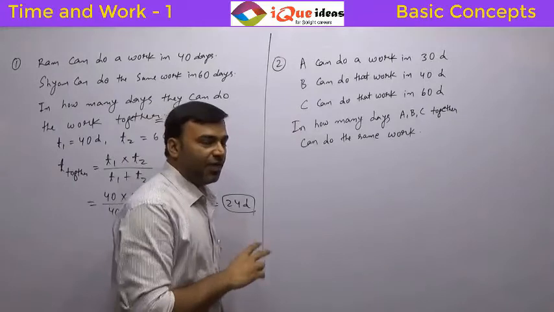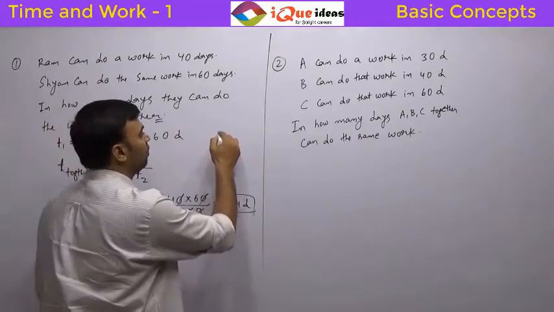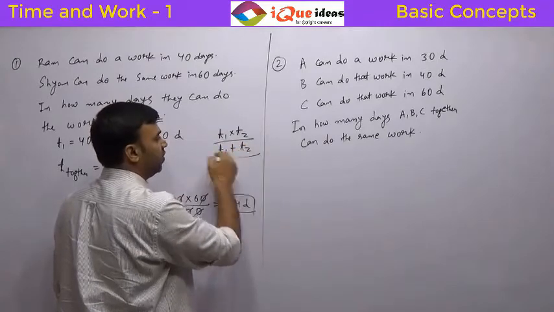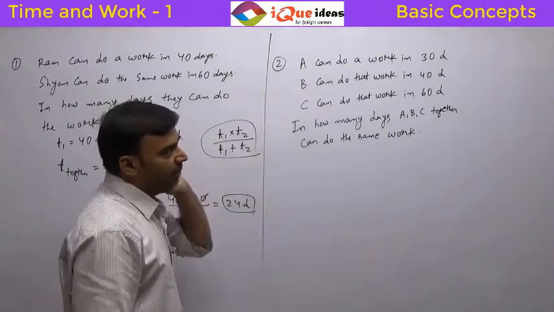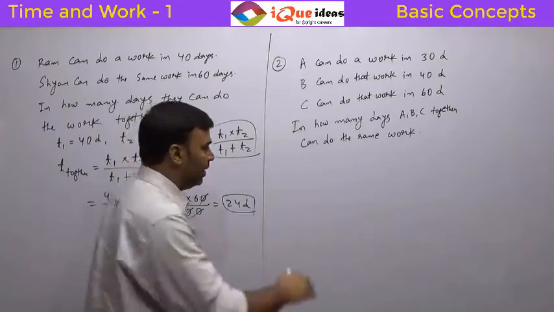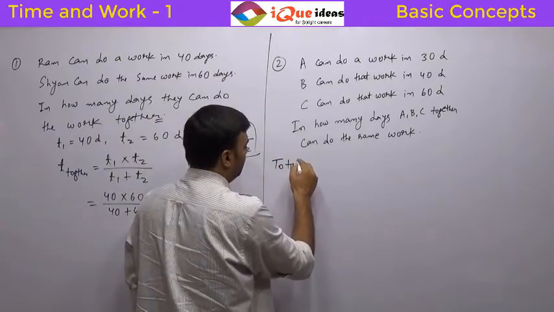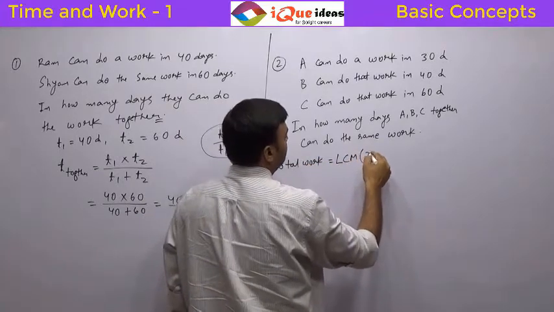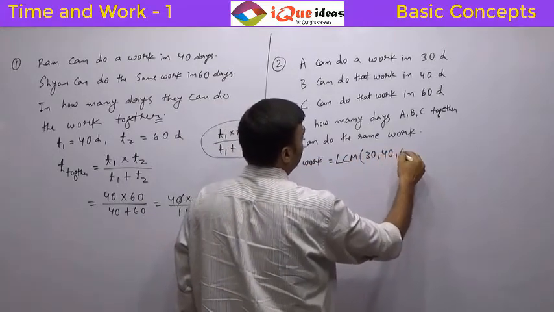Now here we cannot apply the formula because the formula was for only two people, that is T1 into T2 upon T1 plus T2. Right? This was only for two people. So in this case we cannot apply the formula. So what should we do? We should follow the third method, which is the LCM method. Let's assume that the total work is equal to the LCM of the individual times, that is 30, 40 and 60.